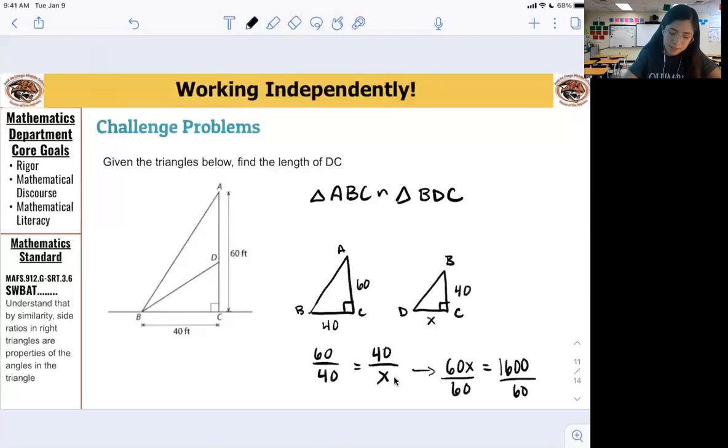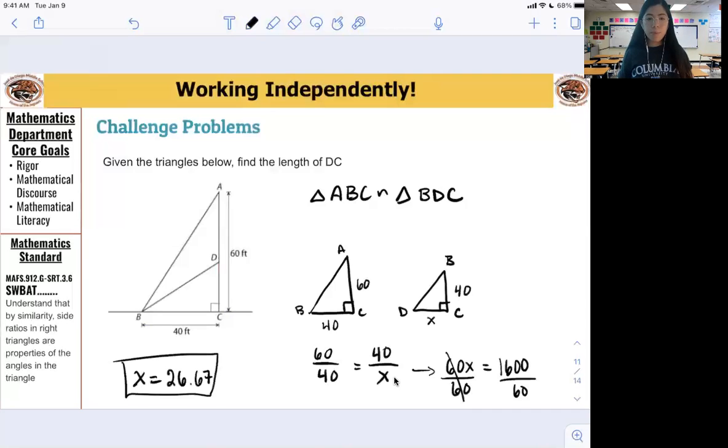And we divide by 60 on both sides. See what you get. I think I did something wrong. 160 divided by 6, oh, there we go. 26.66, or 26.67. So that's what we get for this one.